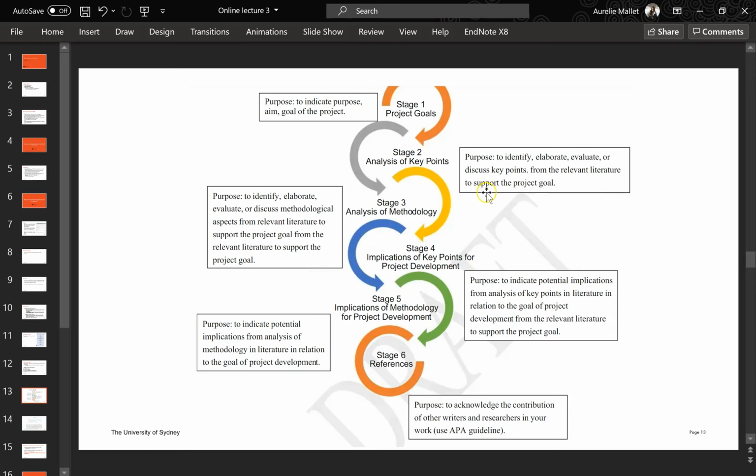So you've reviewed the relevant literature for your project, and you've reviewed relevant methodology for your project. But what does that mean for your project? So this is what the implications mean. What are the potential implications of these analyses that you've done here in stages 2 and 3 in relation to what you are doing? And then, of course, the last stage is to have the references. So you have to acknowledge who you got these ideas from.